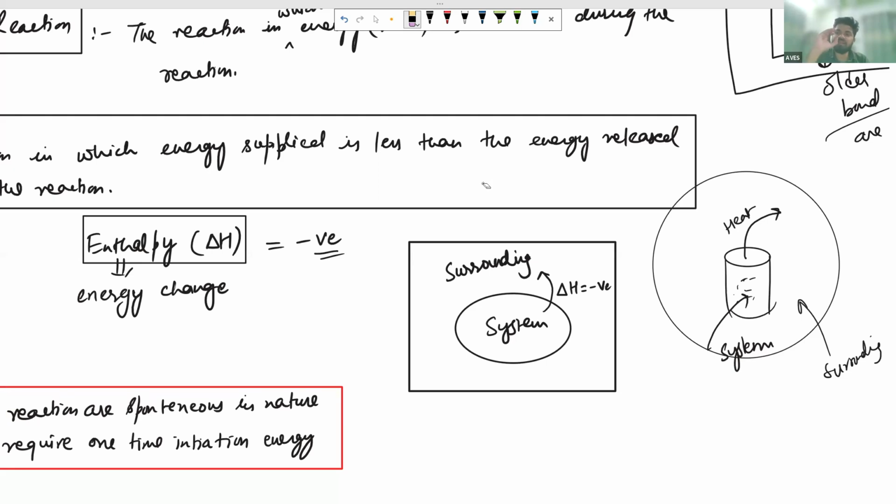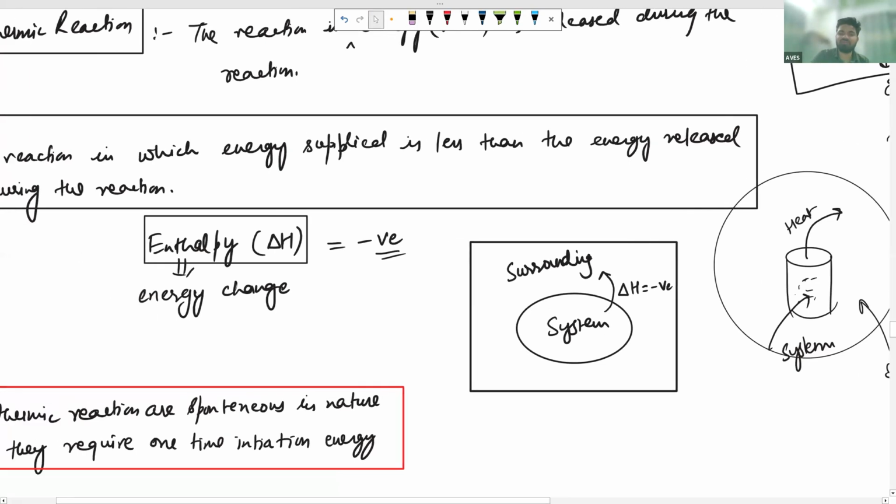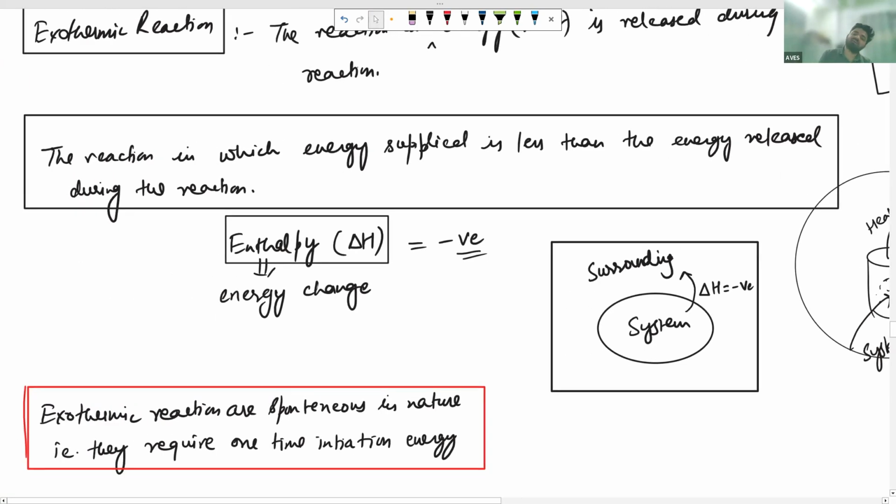If the system heat decreases, then the enthalpy change is considered to be negative. In chemistry, we consider it as enthalpy change. So the enthalpy change for the exothermic reaction is negative. Why? Because the system energy decreases. Decrease means negative. You can consider it this way. Okay, so note it down that enthalpy change is negative.